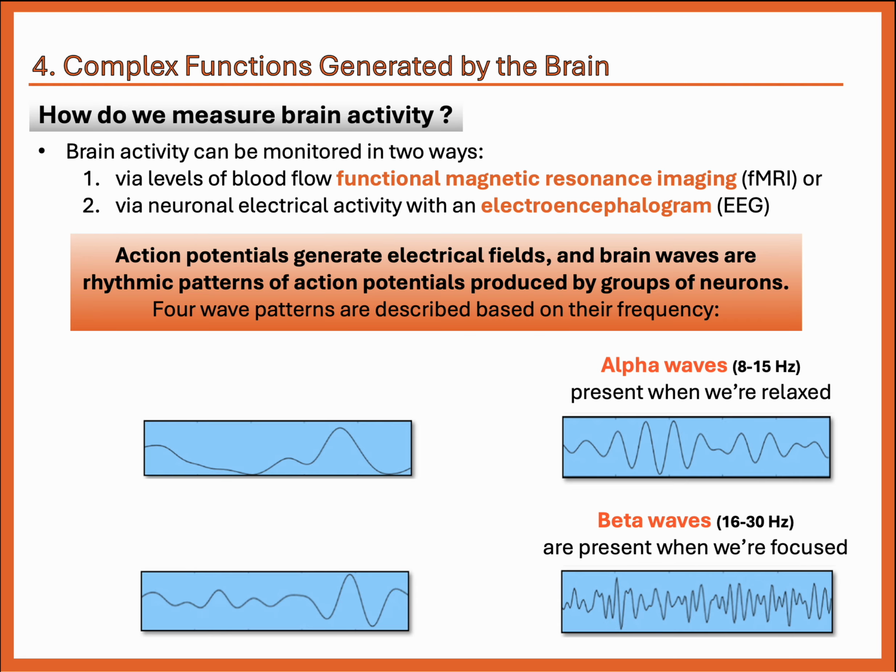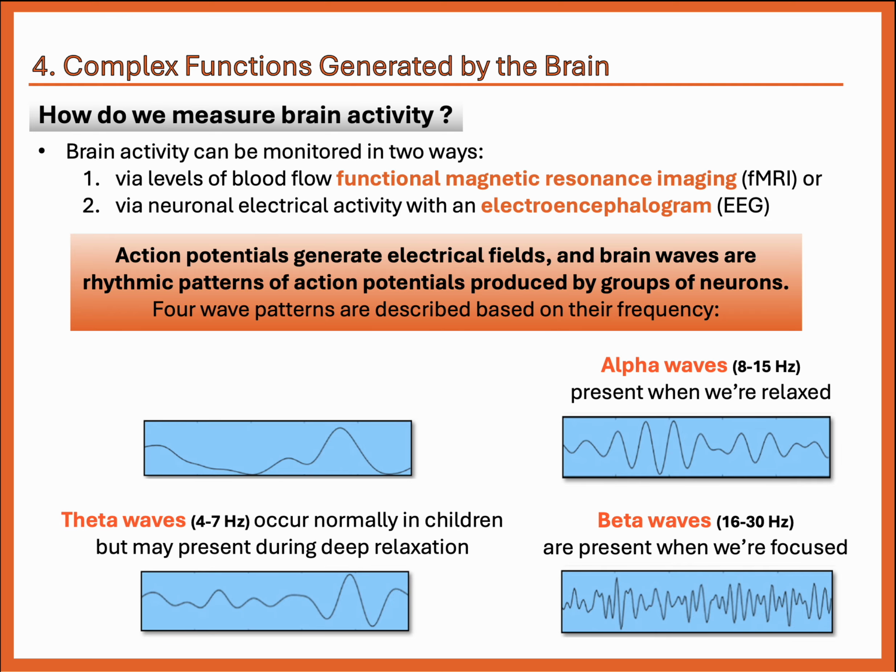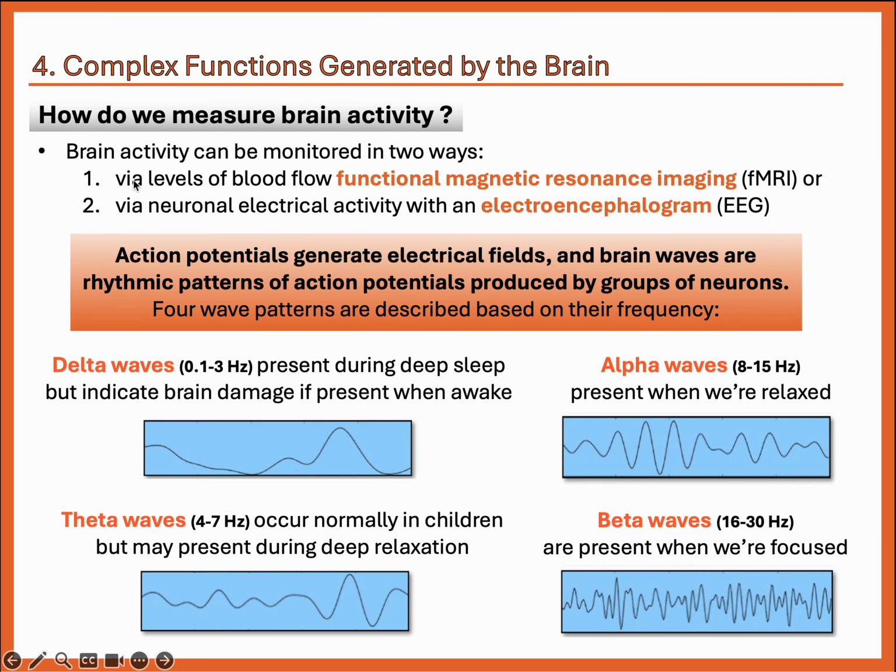So, brain activity, we have two ways of monitoring it. We could monitor blood flow throughout the brain and regions. This is called functional magnetic resonance imaging, or fMRI. And as I said, it's not measuring the electrical activity per se. It's measuring the blood flow, which is a proxy for what areas are lighting up and charged.